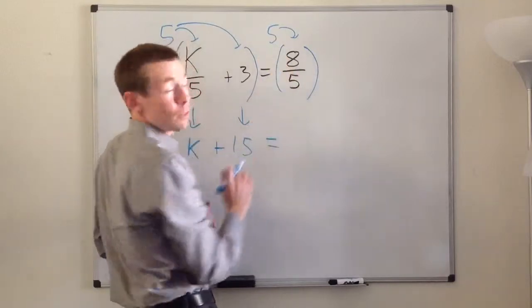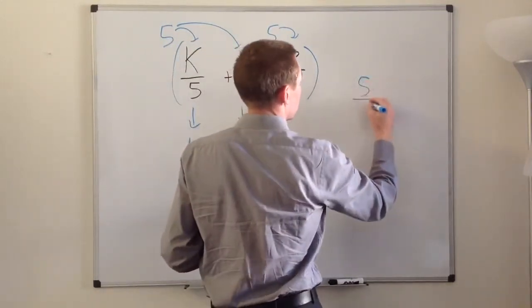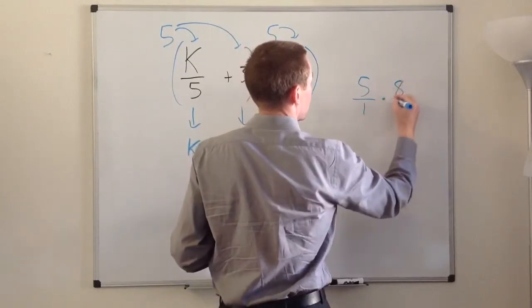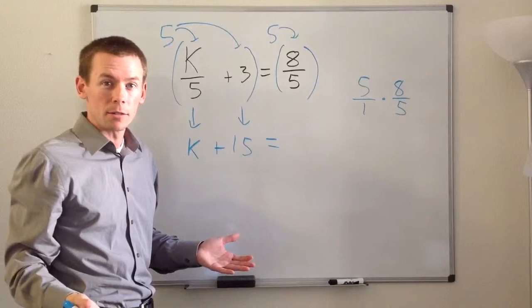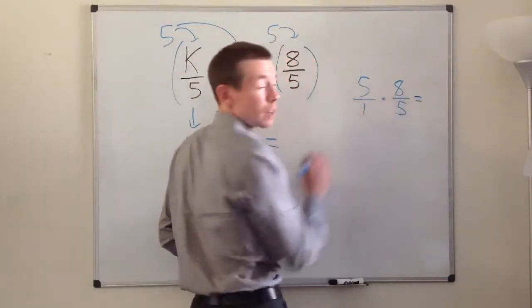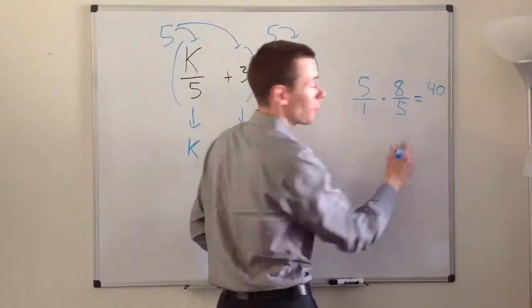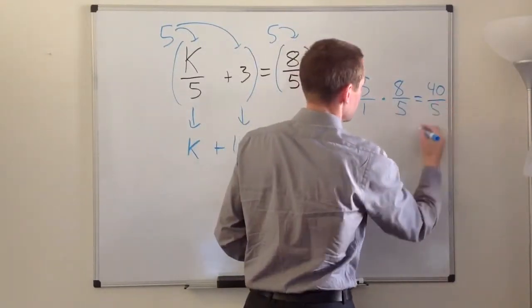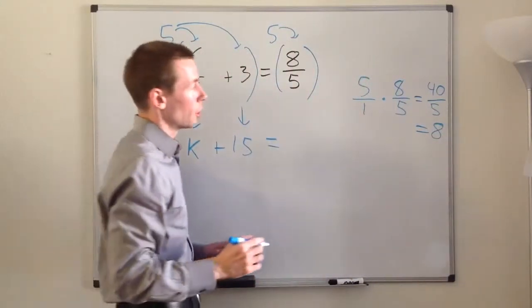And then lastly over here, 5 times 8 over 5. Well, that's really 5 over 1 times 8 over 5. And 5 times 8 is 40. 1 times 5 is 5. And 40 divided by 5 is 8.